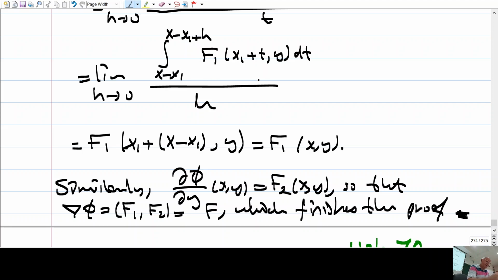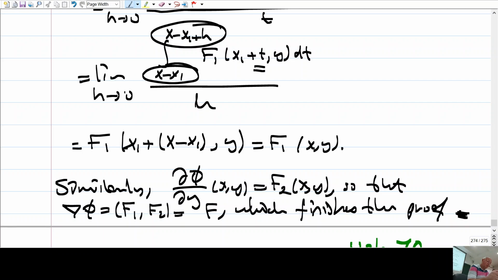Here we are using the fundamental theorem of calculus. You see, you have a function of two variables, but actually the only variable here is t. You are integrating with respect to t. Here, this end is fixed, this end depends on h, and you are taking the derivative with respect to h. So this is exactly the statement of the fundamental theorem of calculus.